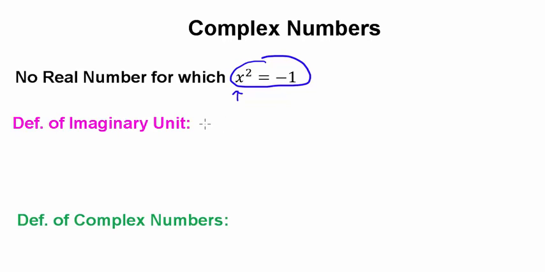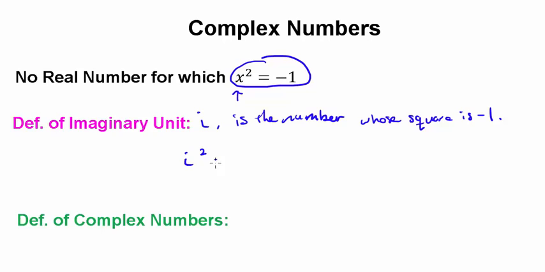So first, the definition of an imaginary unit. An imaginary unit, which is designated with the letter i, is the number whose square is -1. So what this means is that i squared is equal to -1. And just as important, that means if we square root both sides, we have i on the left side and we have the square root of -1 on the right side.